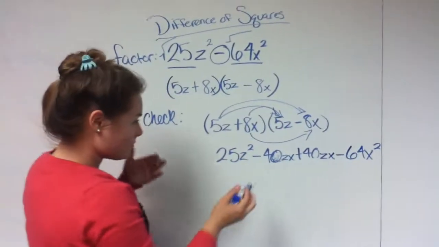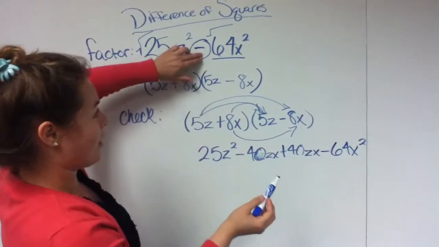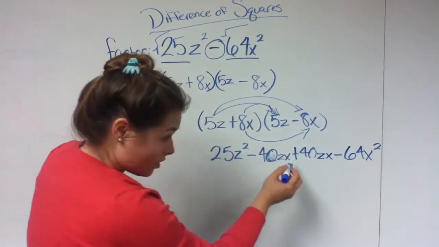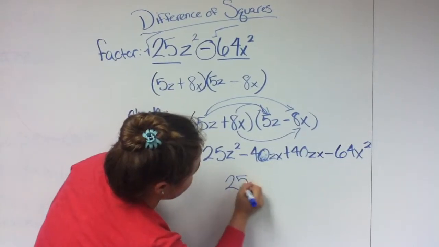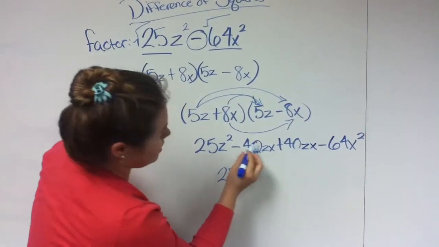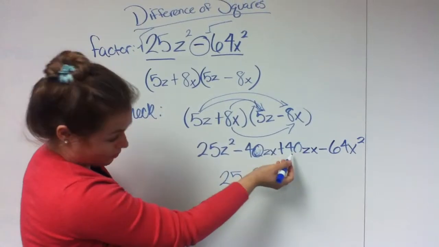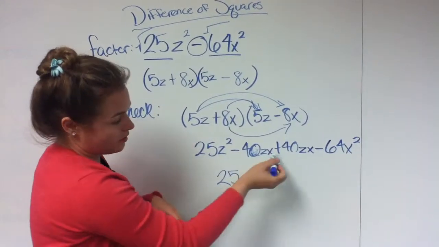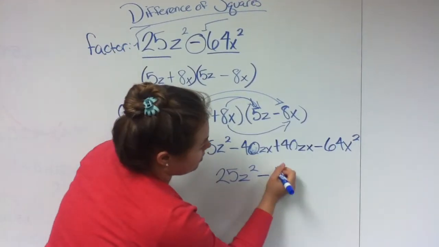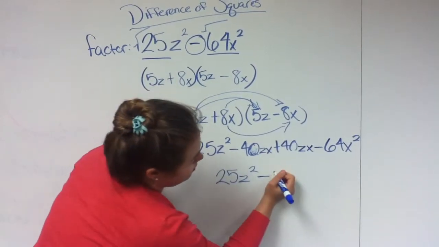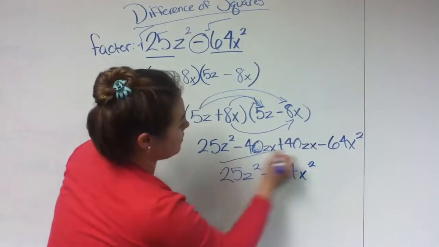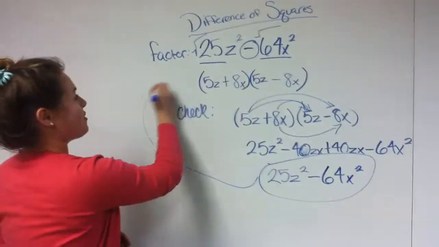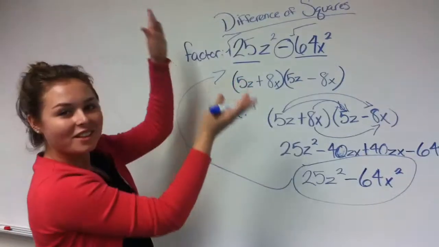So what happens in the middle, because you have that negative in the middle, they cancel out. So you're left with 25z squared, and then these cancel because negative 40 plus 40 equals 0. So you're left with 25z squared minus 64x squared. And that matches the original expression.